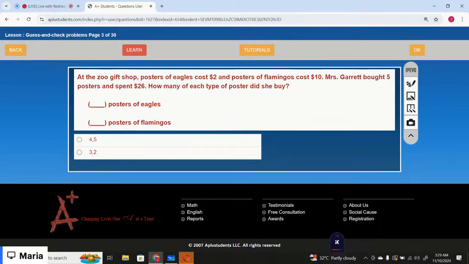At the zoo gift shop, posters of eagles cost $2 each and posters of flamingos cost $10 each. Mrs. Garrett bought 5 posters and spent $26. How many of each type of poster did she buy? So which is the correct option?